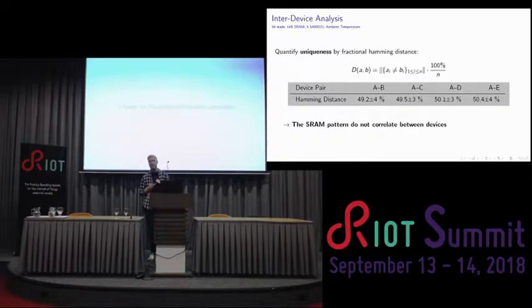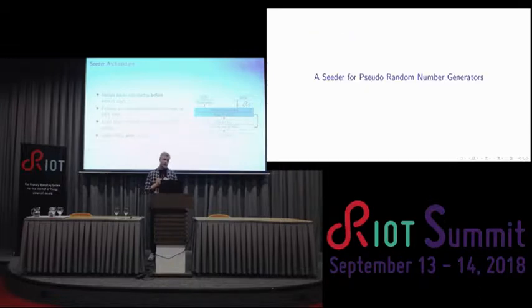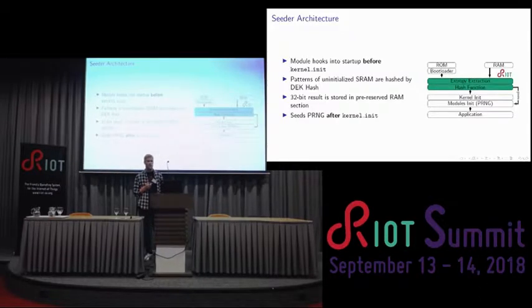Now let's have a look at how we actually implemented a module to seed our PRNGs. We implemented this in RIOT directly after startup and even before the kernel initialization is done, in order to get a fresh memory pattern. This pattern of uninitialized memory, or as I said before, the weak PUF response, is hashed by a simple hash function. We use the DJB hash here, and the 32-bit result is stored in a pre-reserved memory section in the RAM. Just afterwards, we continue with the default kernel initialization, followed by the auto init in RIOT, which also initializes the PRNGs, and thereby we utilize the previously generated seed. And that's it.